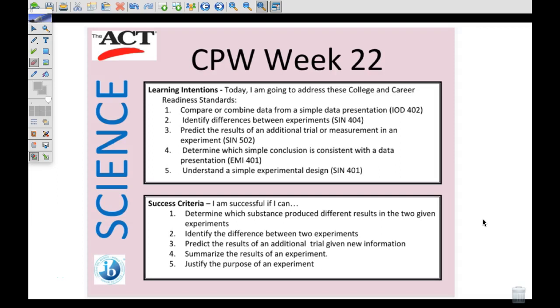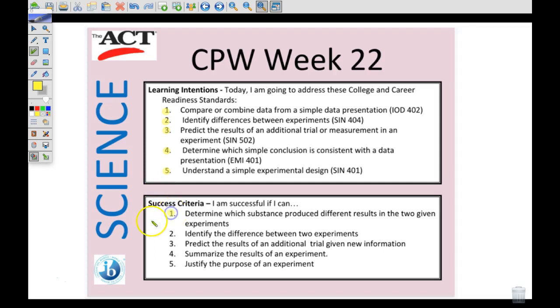This is the answers to round 5. Today we compared data from a simple data presentation. We identified differences between experiments. We predicted the results of an additional trial in an experiment. We determined which simple conclusion was consistent with the data presentation. And we understood a simple experimental design.